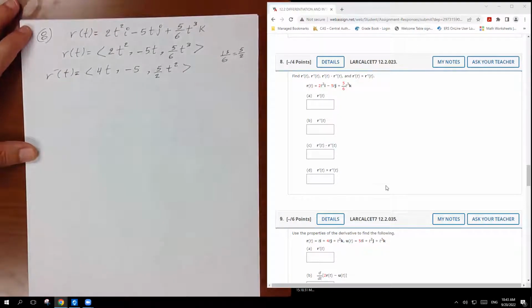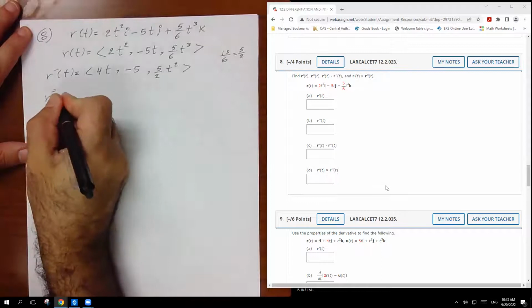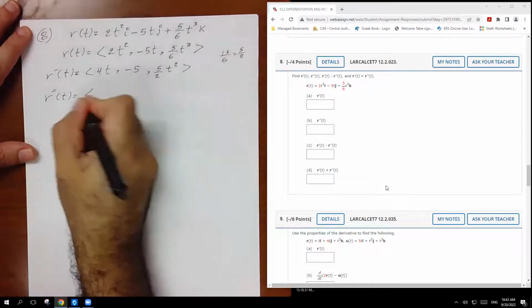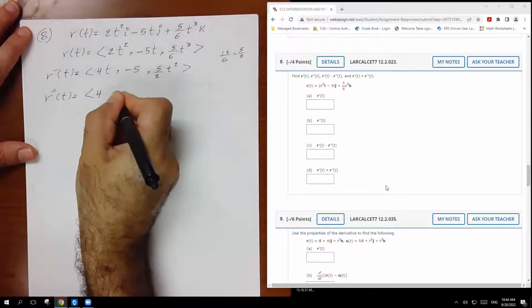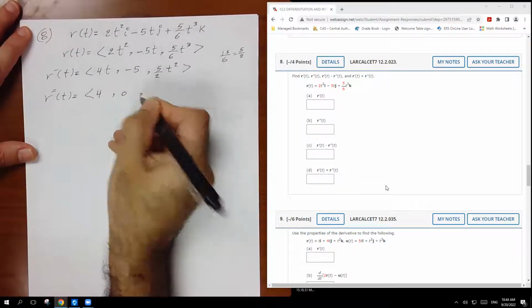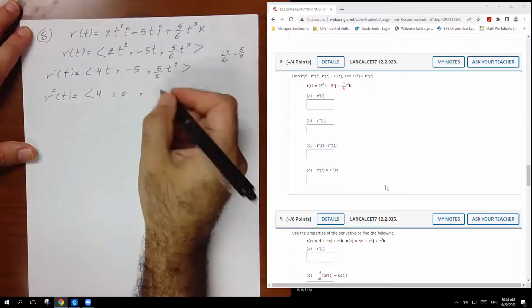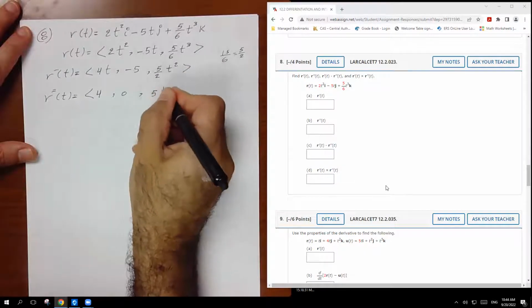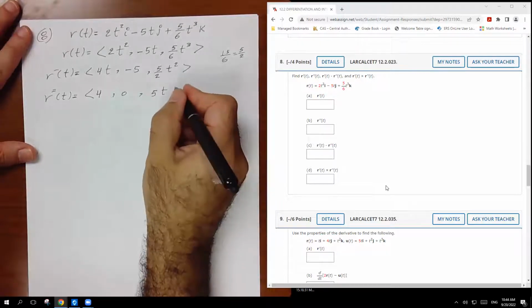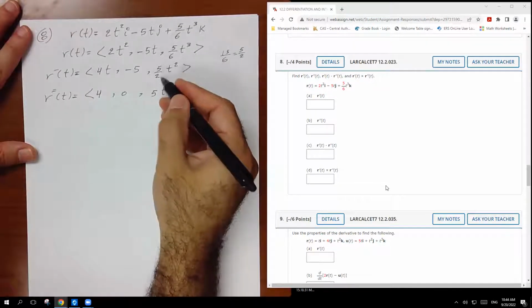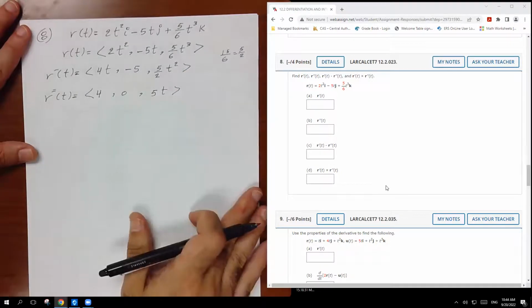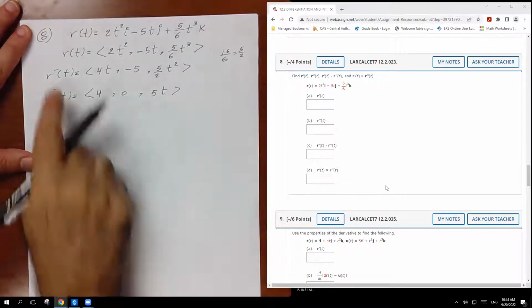They ask you to find double prime. That means r double prime of t is going to be, this one is going to be 4, this one 0, and this one is going to be 10 over 2, which is 5. So 5t. Because 5 over 2 times 2 is going to be 10 over 2, which is 5. And here's t. So here is the prime, here's double prime.